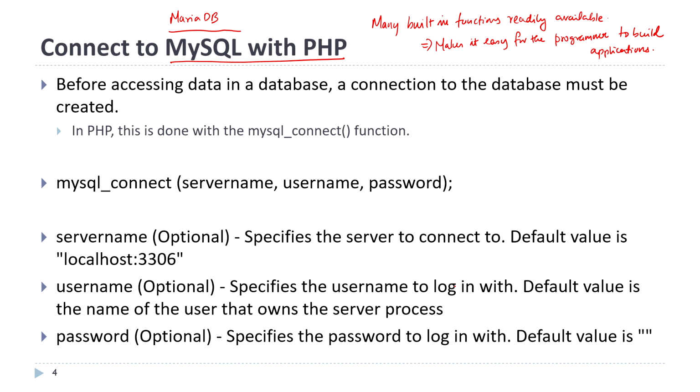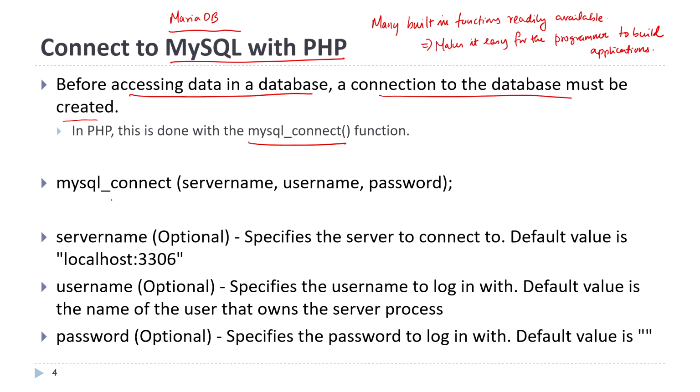The first thing you need to do, before accessing the data in a database using PHP, is establish a connection to the database. PHP provides you a built-in function called mysql_connect. It also connects with MariaDB; you don't have to change anything. As I told you earlier, it's a built-in function. You don't need to code it, it's already coded for you. You just need to call the function. The format is, this is the function name.